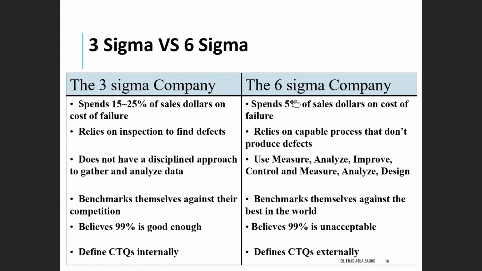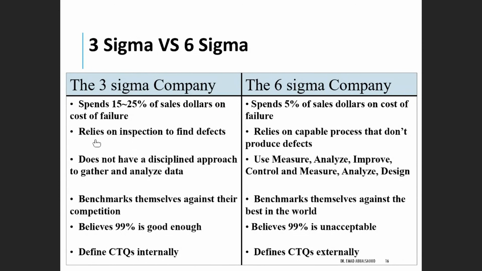Whereas in the Six Sigma company, working at the Six Sigma level, they spend 5% of sales dollars on cost of failure. So 5% here versus 15 to 25. Process better managed. Here only the output of the business goals is managed, profit, sales growth. Whereas here, the process is managed, the customer requirements were managed from the beginning.